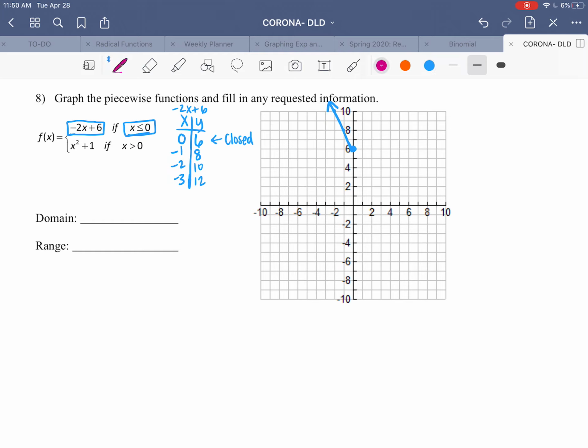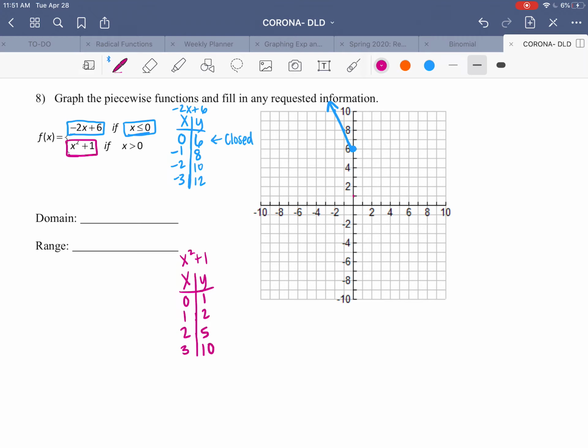And then next we have x squared plus 1, but only when x is greater than 0. So let's make our table for that. We need to include 0 because we need to know if we have to have an open dot or a closed dot. But then greater than 0, we can do 1 and 2. Throw 3 in there as well. And this is for x squared plus 1. So plug in those x values. We're going to get 1, 2, 5, and 10.